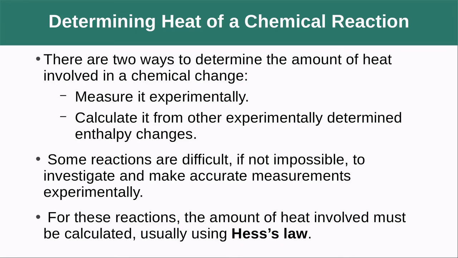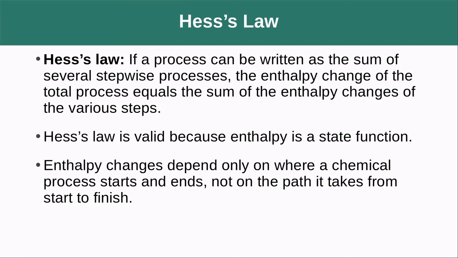But what we can do is have a kind of bank of very simple reactions, and then we can use this technique called Hess's law in order to use those simpler reactions to figure out the more complicated reactions. So Hess's law states that if a process can be written as the sum of several stepwise processes, the enthalpy change of the total process equals the sum of the enthalpy changes of the various steps.